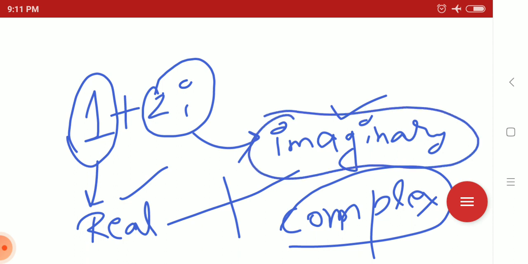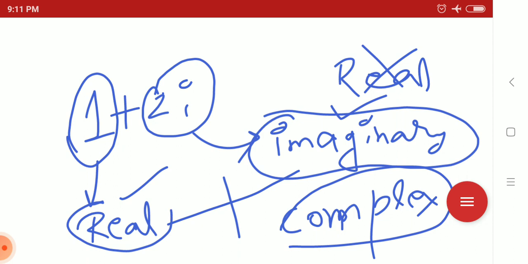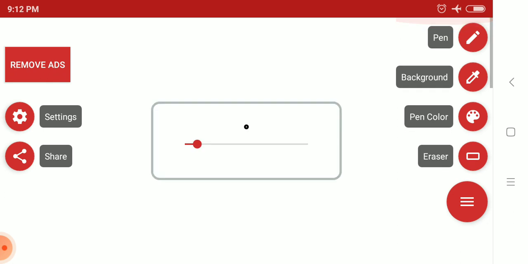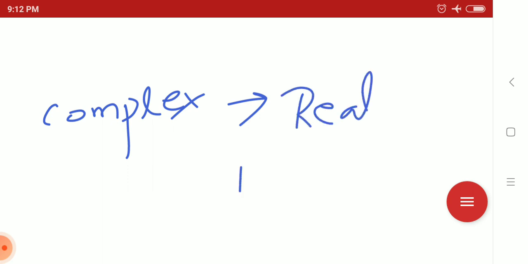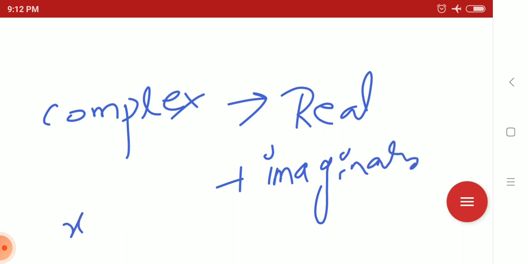Purely imaginary means it doesn't contain a real number. Similarly, a real number has no imaginary content; it is only real. But a complex number consists of real plus imaginary. Suppose you have a real number x and another real number y. Then you can write the complex number in the form x plus iota y.